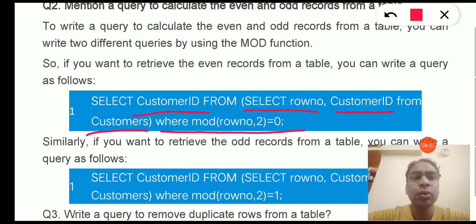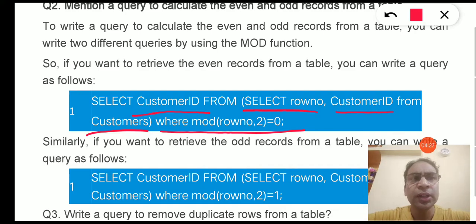So wherever the row number is divided by 2 and the remainder is 0, only those rows will be selected. In this way you can select the row numbers which are even, and you can return the result of the subquery into the original query, and then you will get only those rows, the values of those rows which are even.